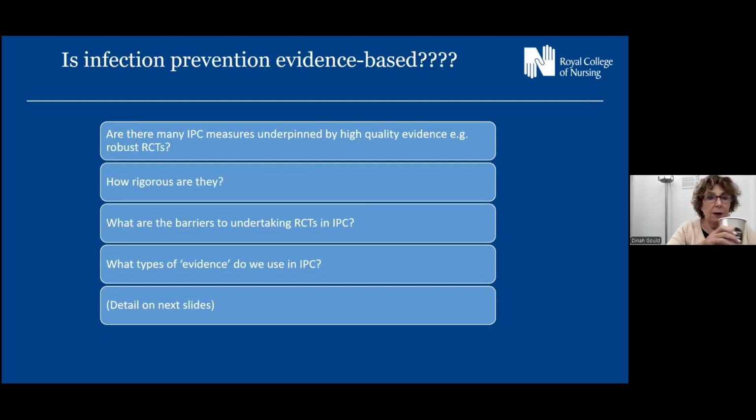So what can we say about evidence? Infection prevention. Is it really evidence-based? Are there many infection prevention measures that are underpinned by really high-quality evidence and robust RCTs? Well, there's the cleaning study in Australia, but it's an unusual study because most RCTs in infection prevention aren't very rigorous. There are a lot of barriers to undertaking them. And in any case, evidence is quite a fluid thing in infection prevention.